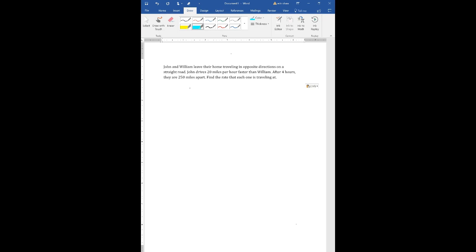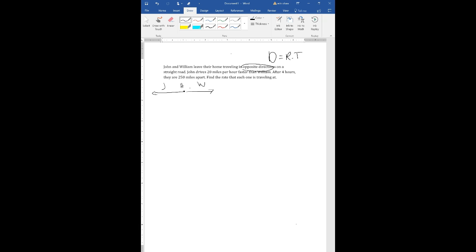All right, here's another distance, rate, time one. So again, my formula is distance is equal to rate times time. It says John and William leave their home traveling in opposite directions. So here they are starting at home, and William is going this way, let's say, and John is going this way.